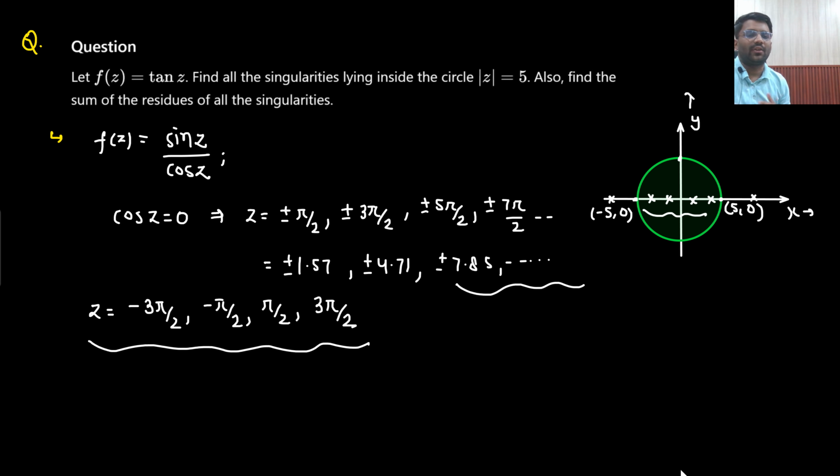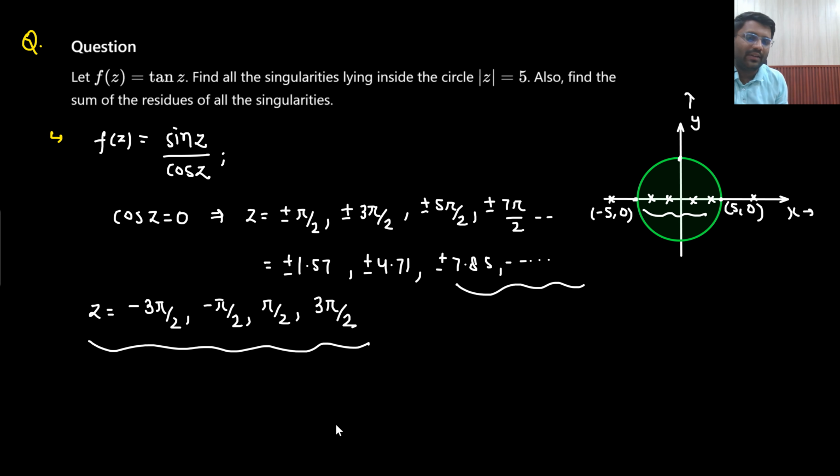These are our matter of concern. Let me know, are they single pole? First of all, let me know, is it essential singularity or simple pole or multiple pole? What kind of singularity it is? It is simple pole singularity. Why is that so?